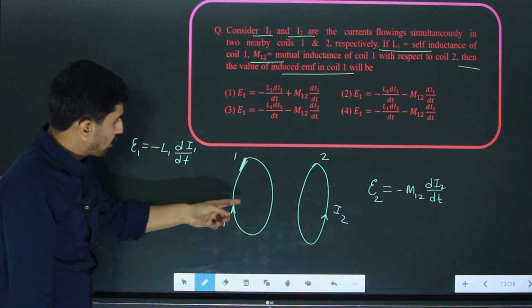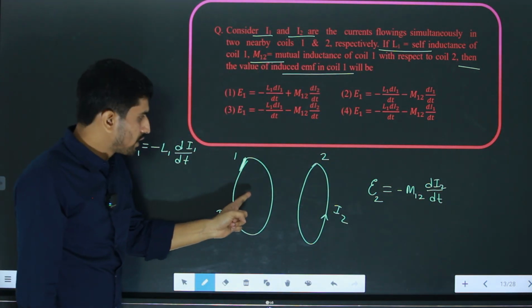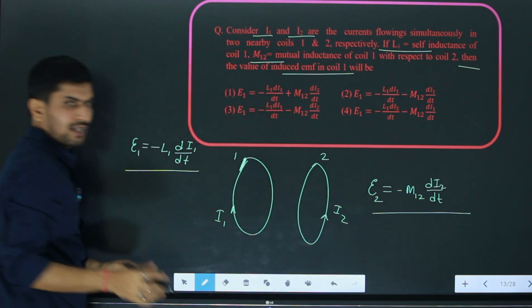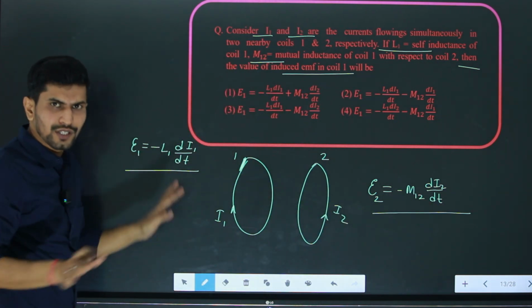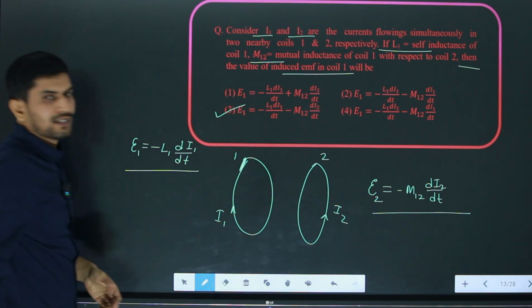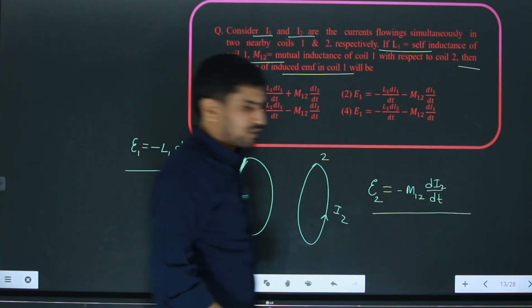The question is, what is the amount of EMF induced in this coil? And we know that there are two EMFs, this one and this one. EMF is a scalar quantity, we don't have to think about the direction, we will simply add them. Therefore, if we add them, we will get this one. Let's move to the next question.